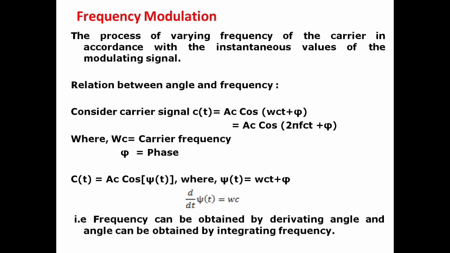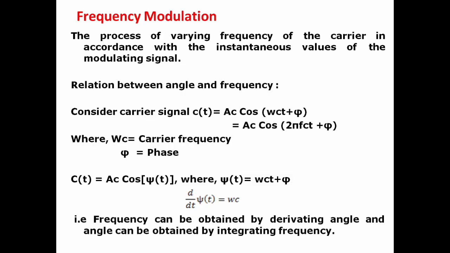We already studied that angle modulation can be classified into two types: frequency modulation and phase modulation. Angle modulation is the process of varying the angle of the carrier signal in accordance with the instantaneous value of the modulating signal. In frequency modulation, the frequency varies in accordance with the modulating signal, with fixed amplitude and phase. In phase modulation, the phase varies in accordance with the instantaneous value, with fixed amplitude and frequency.